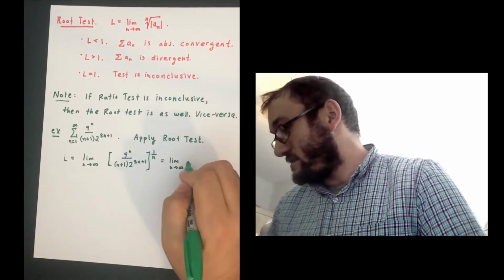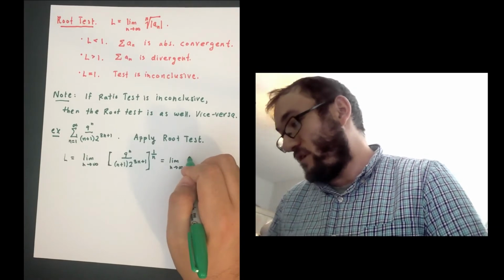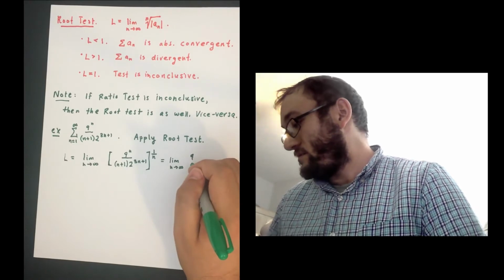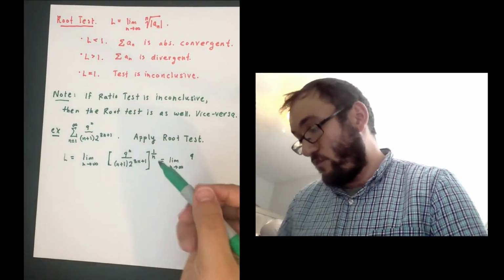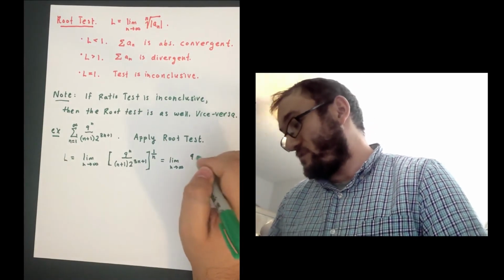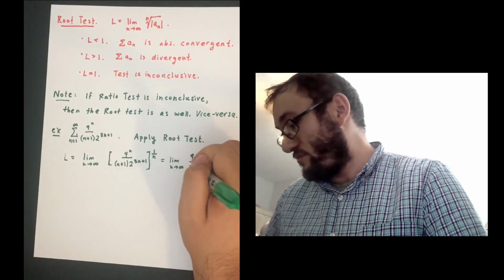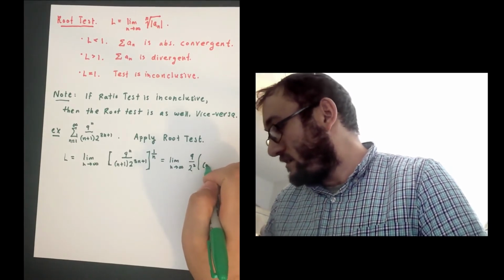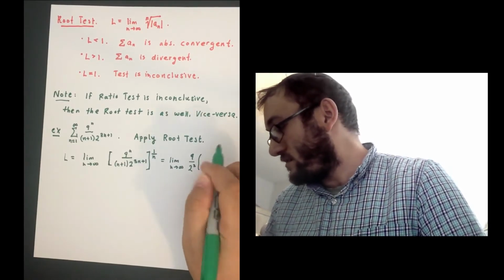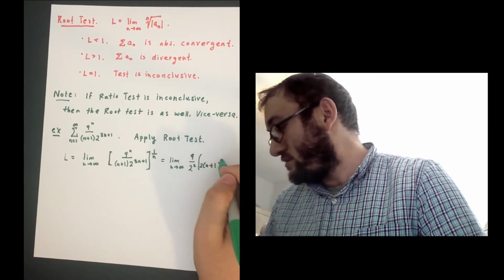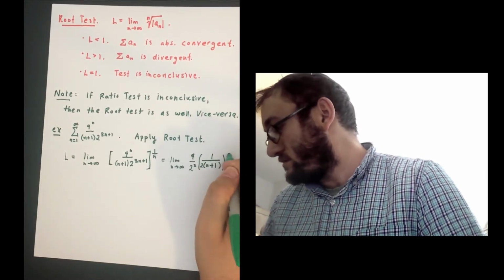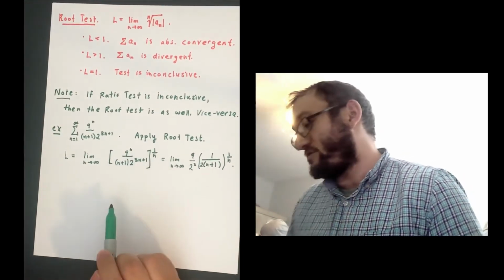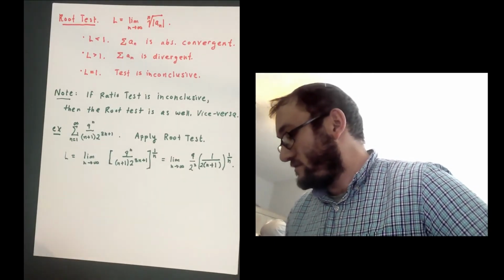So what I get is 9 to the n to the 1 over n is just 9. 2 to the 3n plus 1 to the 1 over n power is 2 to the 3 plus 1 over n. So I'm just going to put the 2 to the 3 out here. And then what remains inside is n plus 1 and 2 to the 1 over n. I left one of this factor of 2 in here so that I could kind of ignore it.